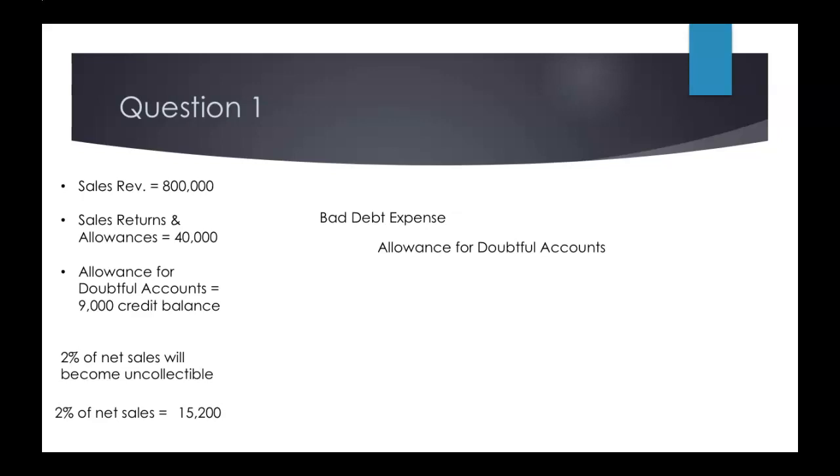So when we are working on percentage of sales, we don't worry about what the allowance for doubtful accounts has. So we totally disregard that $9,000 credit balance. We're just worried about the 2% of net sales. So we will debit bad debt expense $15,200 and we will credit allowance for doubtful accounts $15,200.